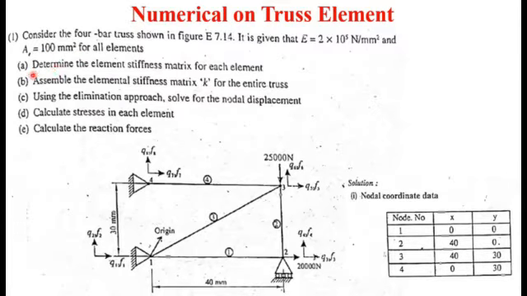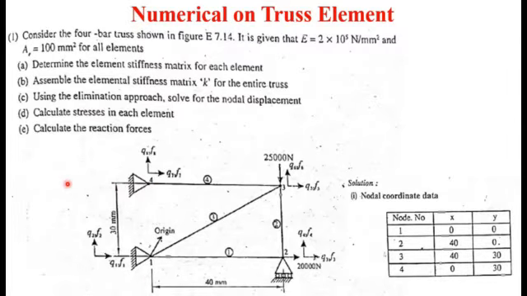Then determine the elemental stiffness matrix for each element. Then assemble the elemental stiffness matrices into the global matrix K for the entire truss. Third, using the elimination approach, find the nodal displacement at each node, and calculate the stresses in each element. Finally, calculate the reaction forces at the fixed joints.